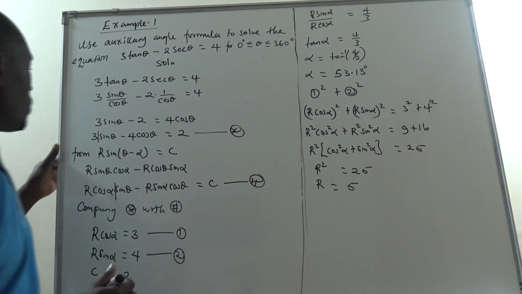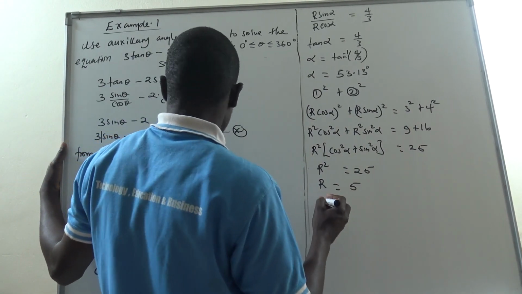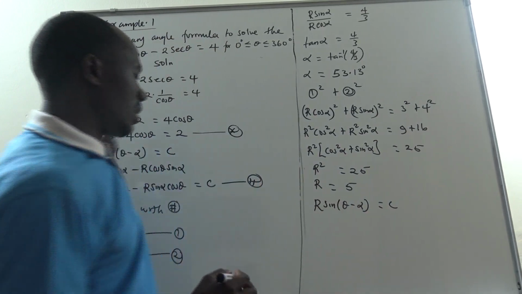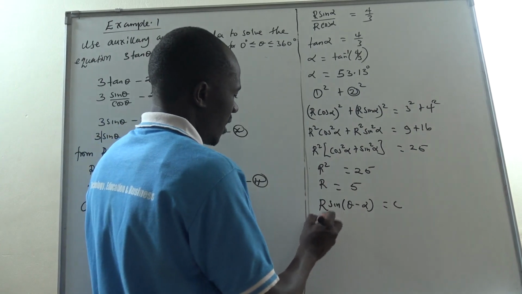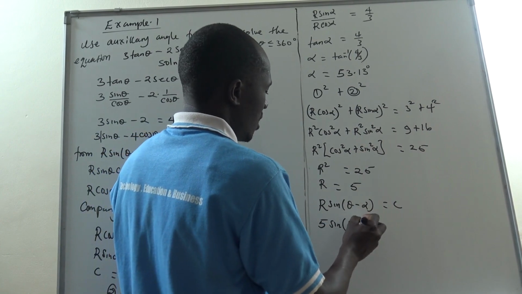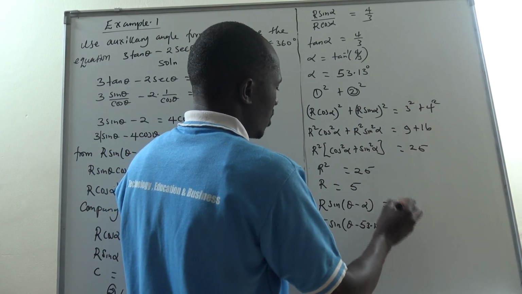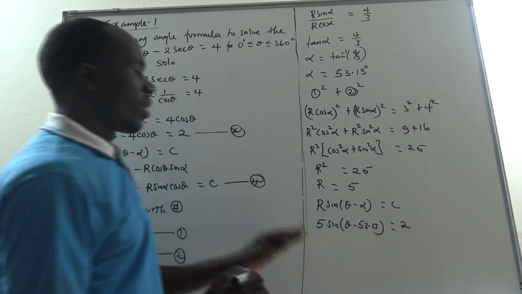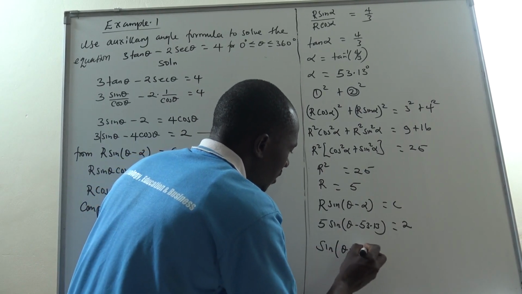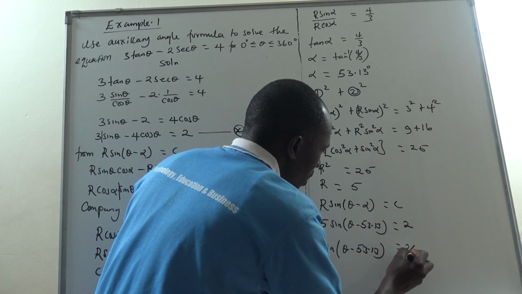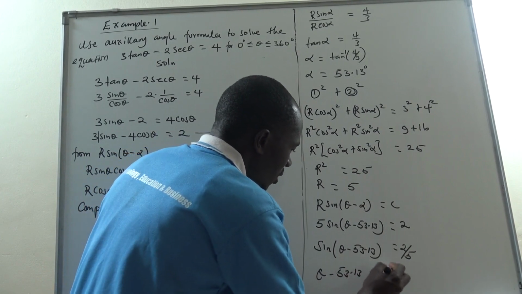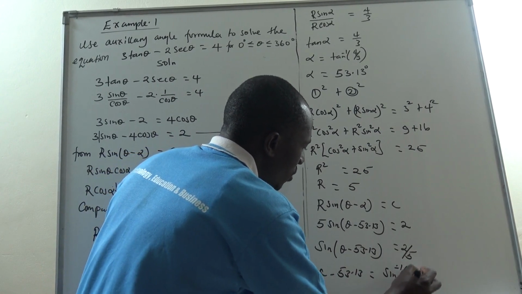Then we are free to substitute in our expression, r sine of theta minus alpha equals c, where we have got our r. Our r is 5, sine of theta minus alpha. Do we know our alpha? Our alpha is 53.13, and our c is 2. So we divide both sides by 5. We remain with sine of theta minus 53.13 equals 2 out of 5. So theta minus 53.13 is the sine arc of 2 out of 5.